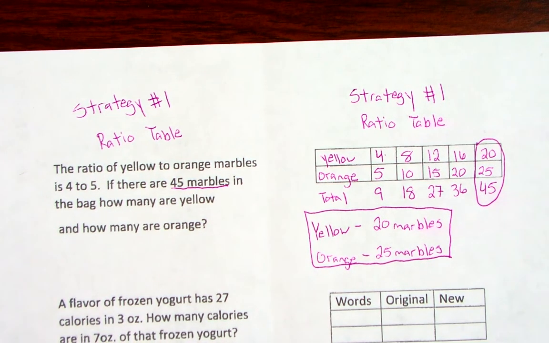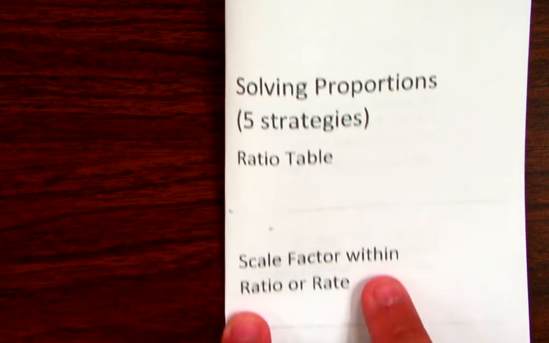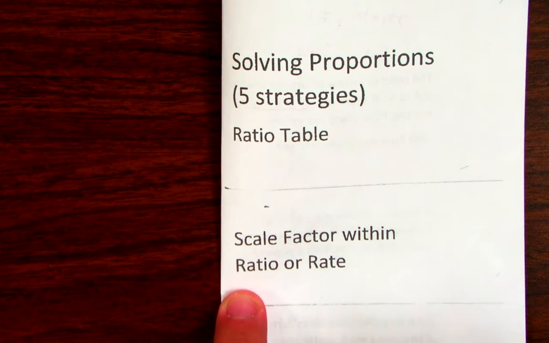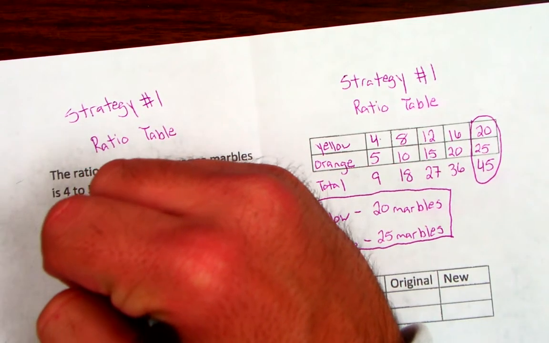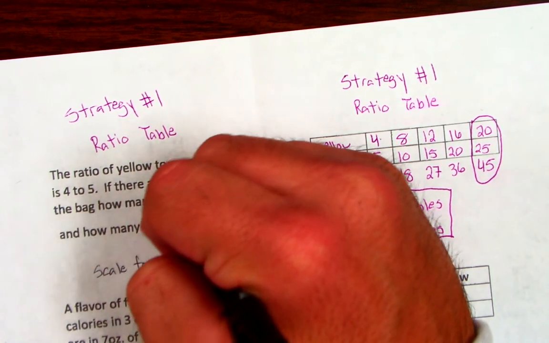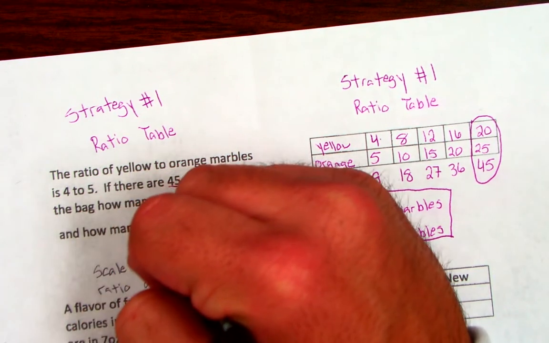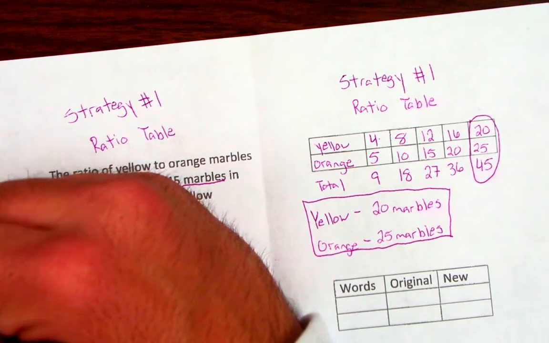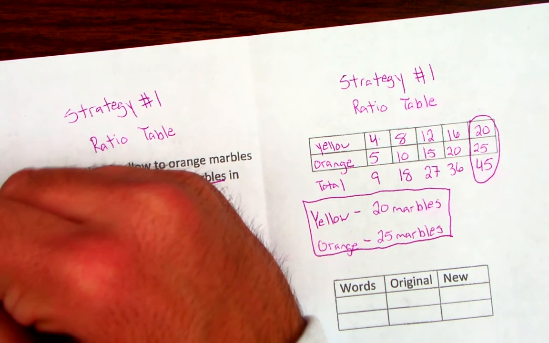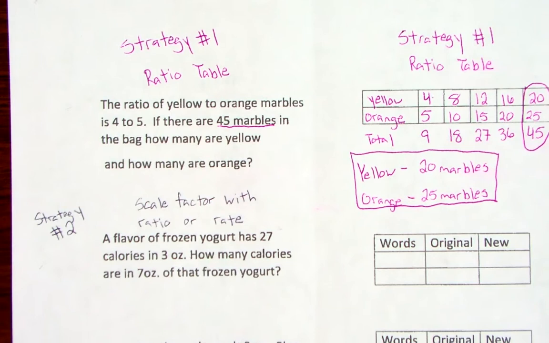All right. Next one we're going to go to is going to be scale factor within ratio or rate. So we're going to put scale factor within ratio or rate. And this is strategy number 2. All right. Give you all a second there.